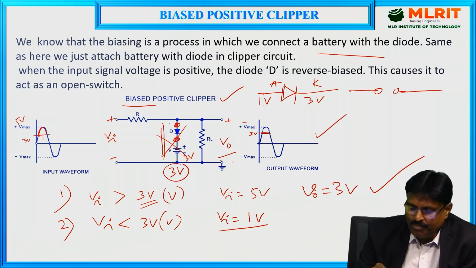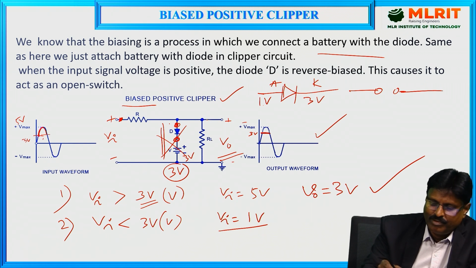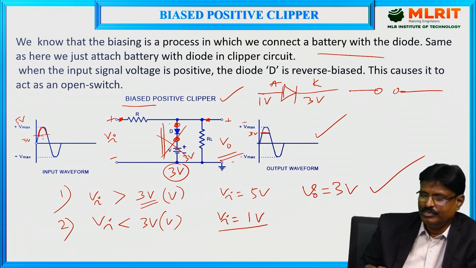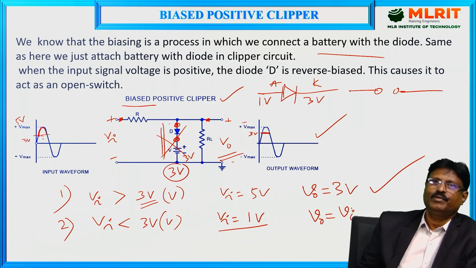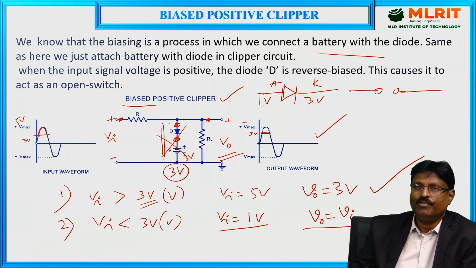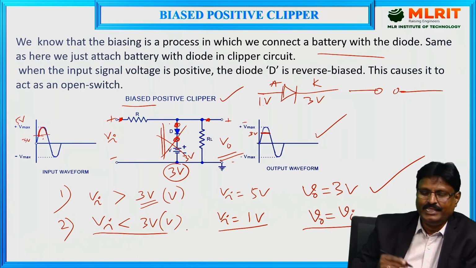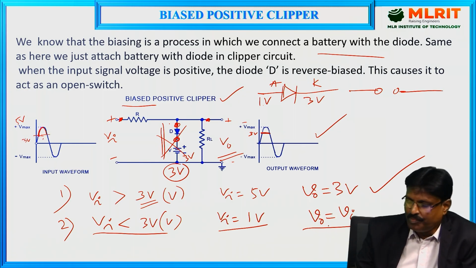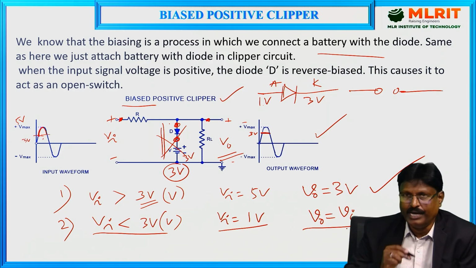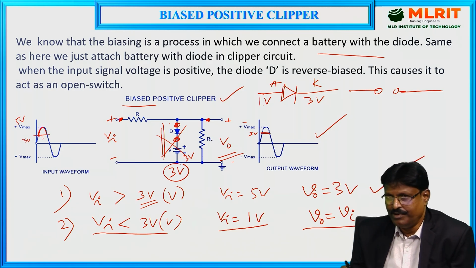So what will be the output voltage? Whatever the node voltage here, the same node voltage will be developed here also. So the output voltage V0 must be equal to the input voltage. Whenever Vi is less than 3 volts, the output voltage must follow the input voltage, right? So V0 must be equal to Vi.